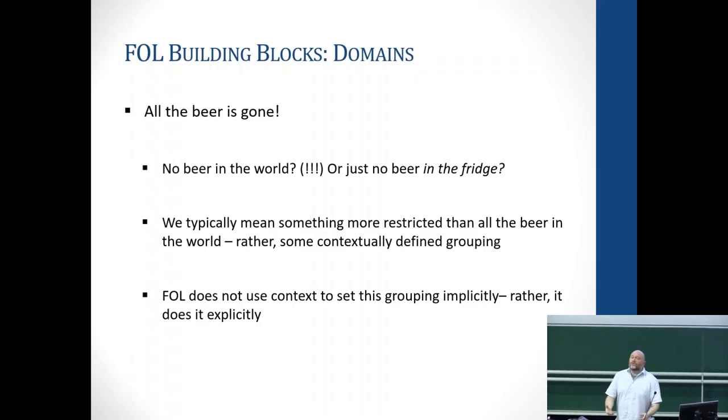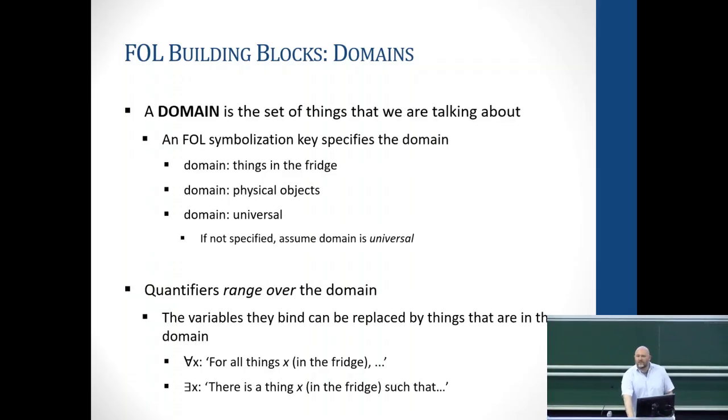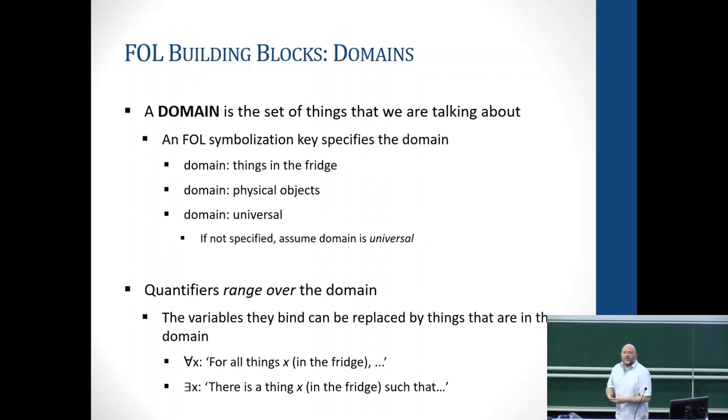But of course, in first order logic, we don't have things like context or implicature or pragmatics. We have to make this explicit. And we make it explicit by adding one more element to our symbolization keys. We add domains. Domains are collections of things that we're going to talk about. Right? And every FOL symbolization key will specify domains.